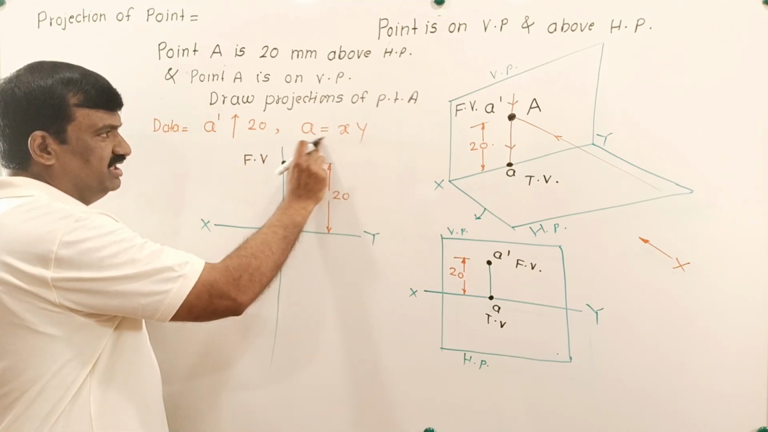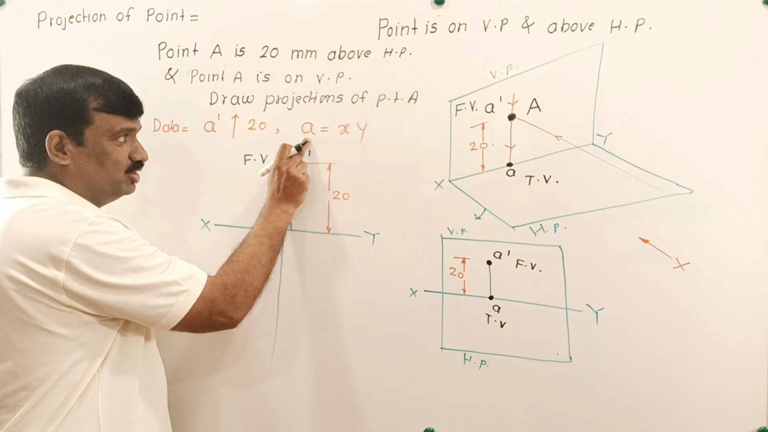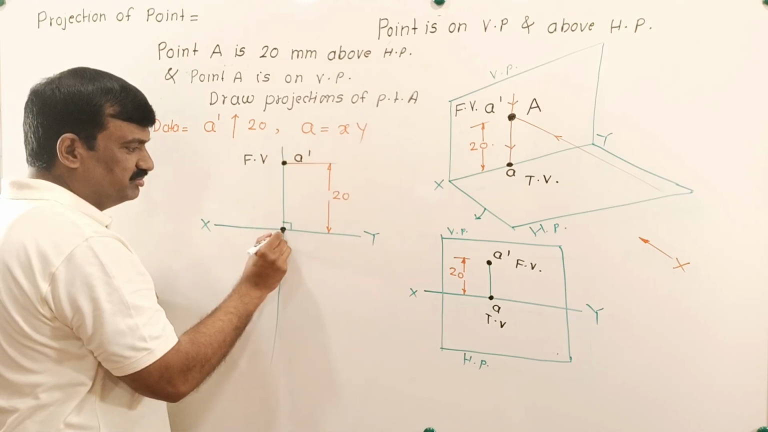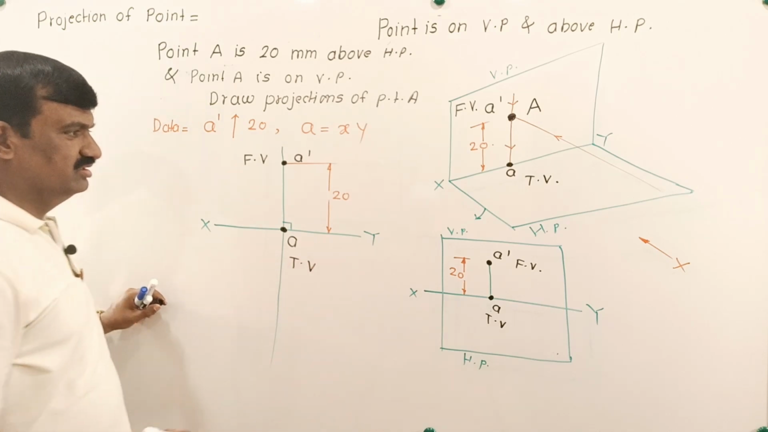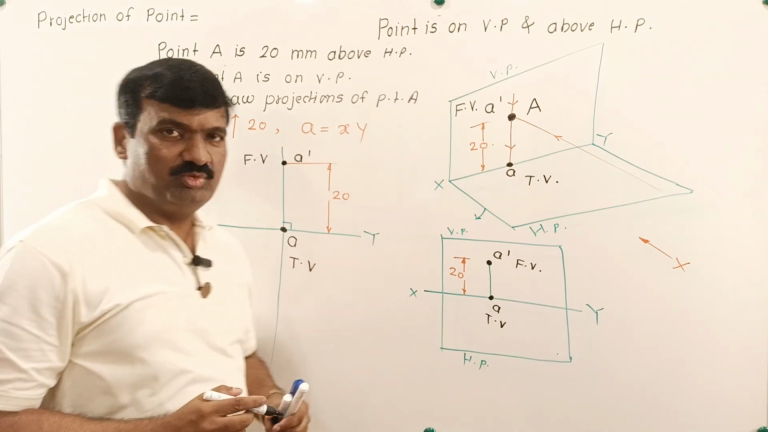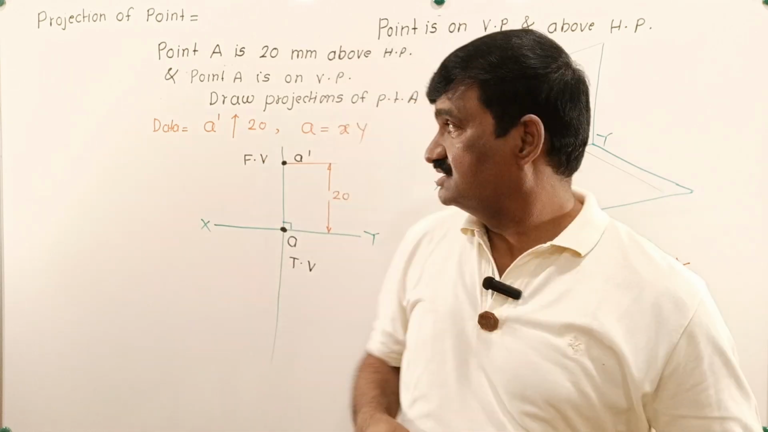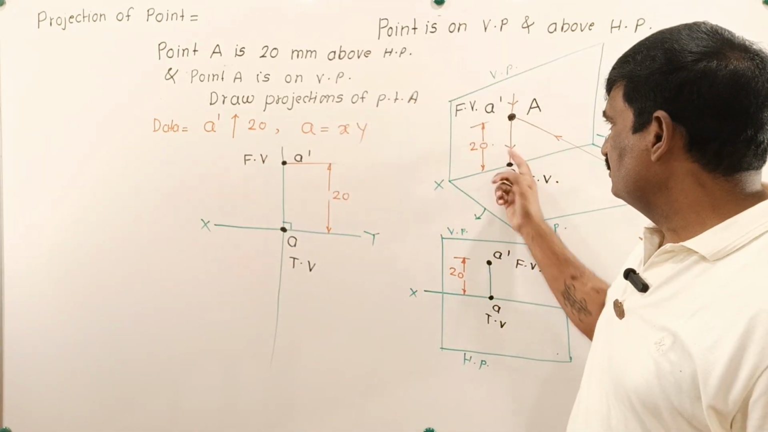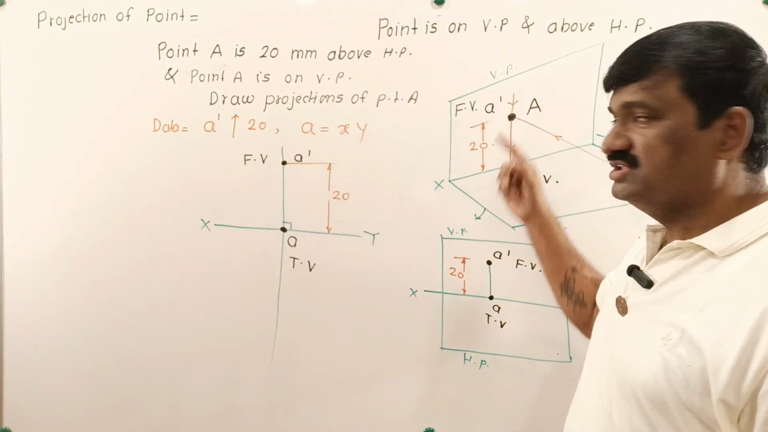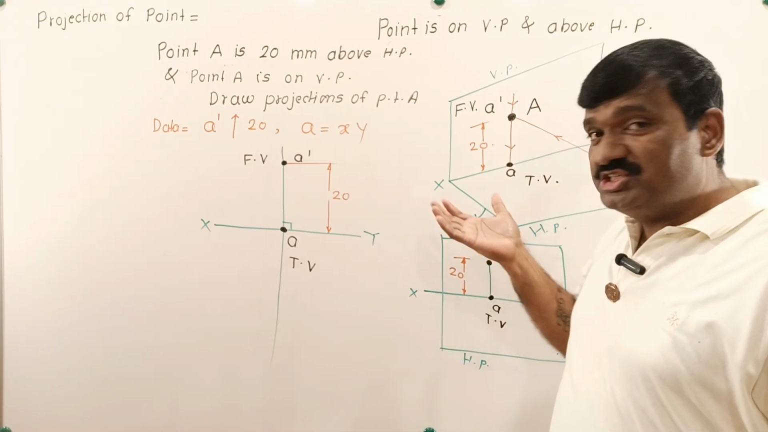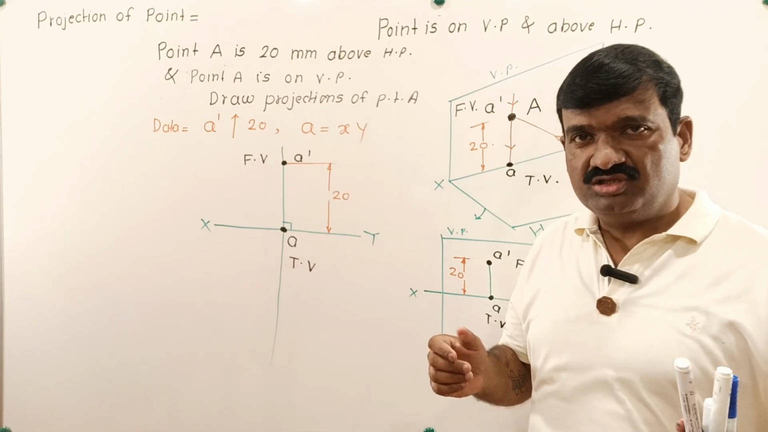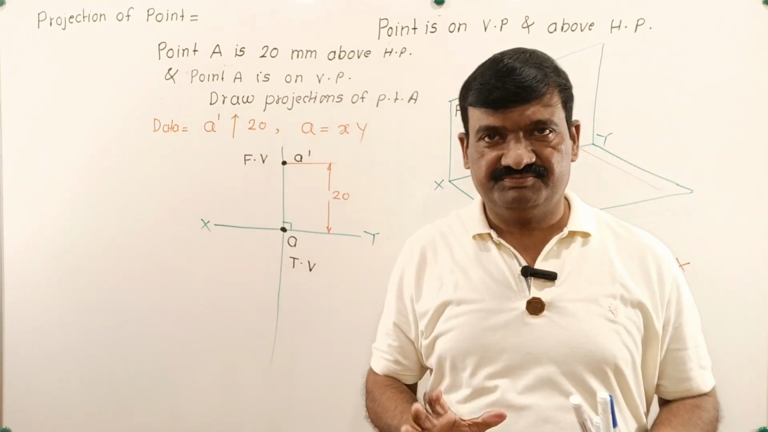Next concept, when any point is on VP, then top view of the point is present on XY line. Okay. So this is about the third important case, that is point is on VP but above HP. As the point is on VP, its top view is on XY line, but point is above HP. Therefore, front view is drawn above XY line.